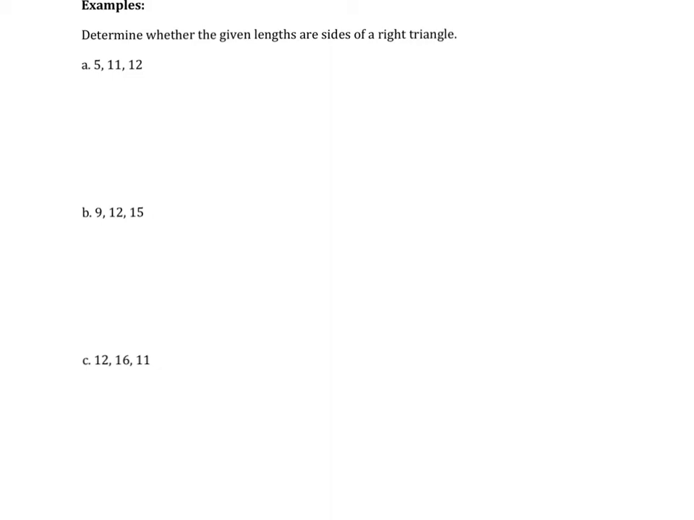What you first want to do is identify your legs and your hypotenuse. Now your legs are your smaller sides. So 5 is your a, 11 is your b, and 12 is your c, because 12 is your hypotenuse. It's your longest side. So now we're going to use our formula, the Pythagorean theorem, a squared plus b squared equals c squared. And we're going to plug in what we know. We said a is 5, so we have 5 squared, plus b is 11, so 11 squared, equals c, which we said is 12 squared.